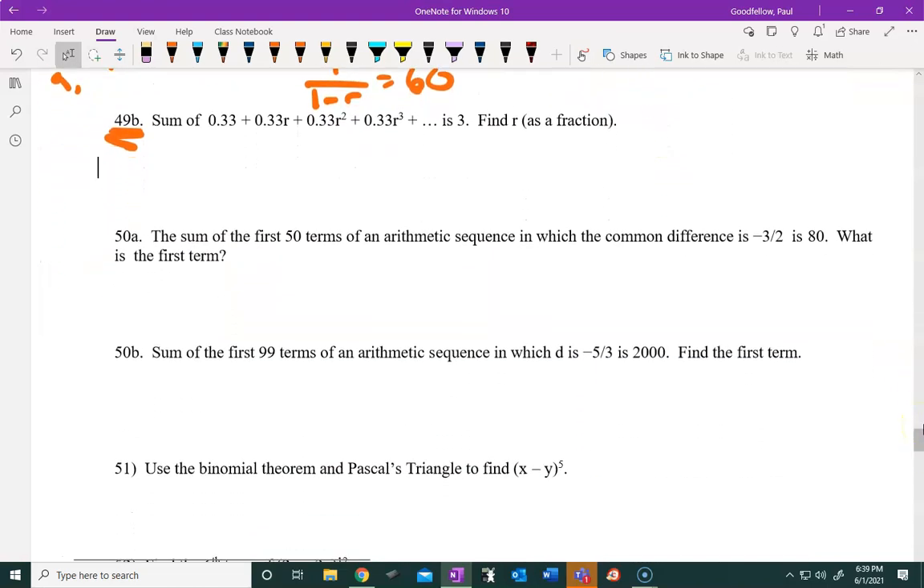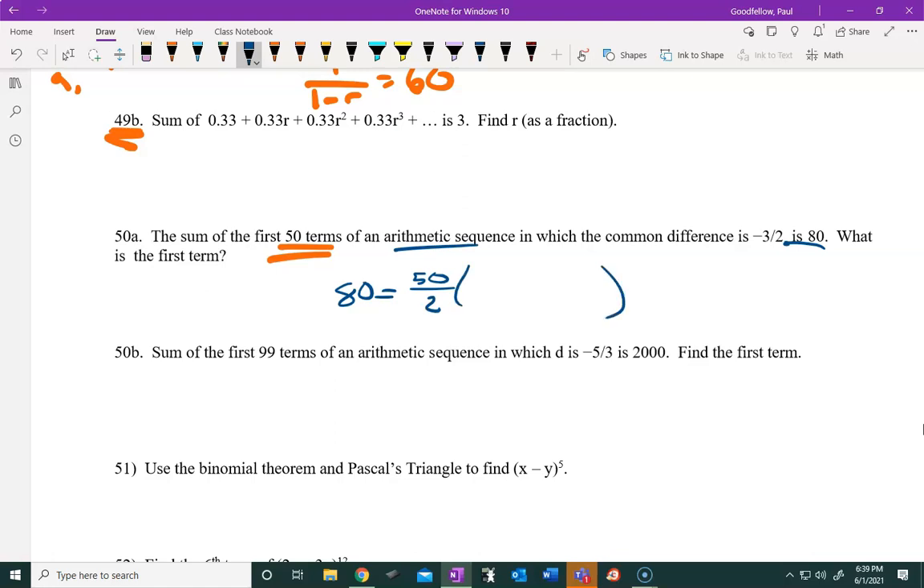The sum of the first 50 terms of an arithmetic sequence is listed as the following. They give you the common difference and they tell you what it's going to add up to. Whoa. So I know that 80 is equal to 50 divided by 2 times the first term, a sub 1, and then the last term. Well, the problem is I don't know what the last term or the first term is, so I have to find some way to simplify this. And a sub 50 is going to equal a sub 1 plus 49 times negative 3/2, because that's the common difference, and n minus 1.